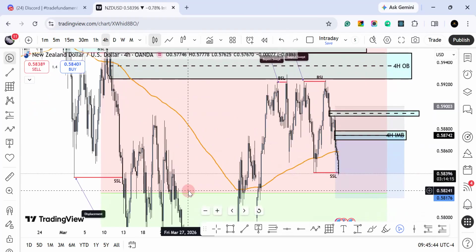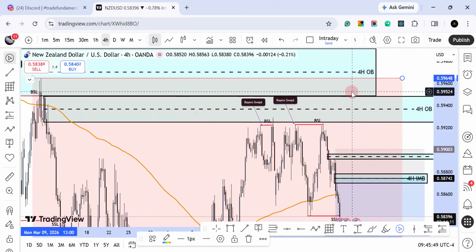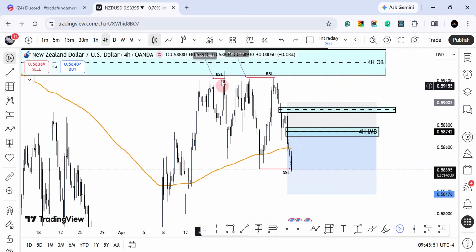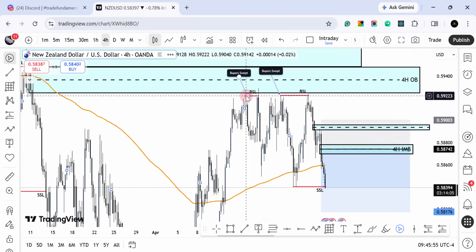All right. So once we did get back to the POI, right? You can see in the red that this is premium. Once we did get back to the POI finally, we established a high once again, and we established a low once again.